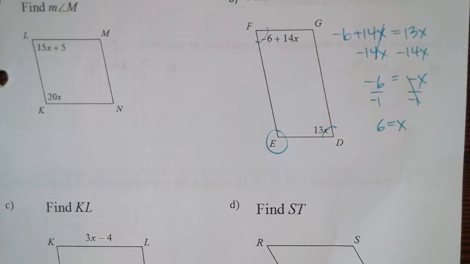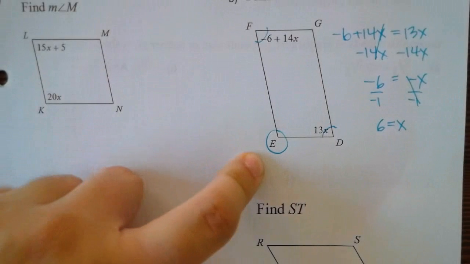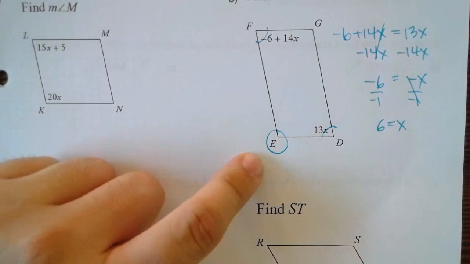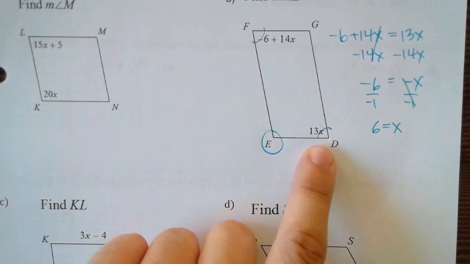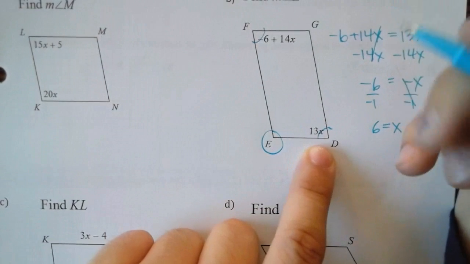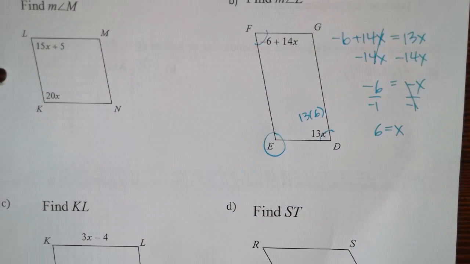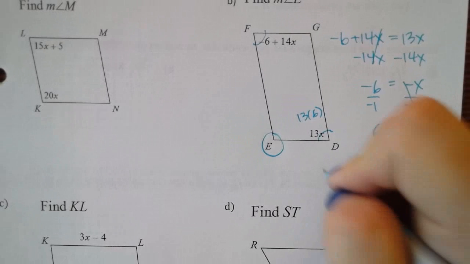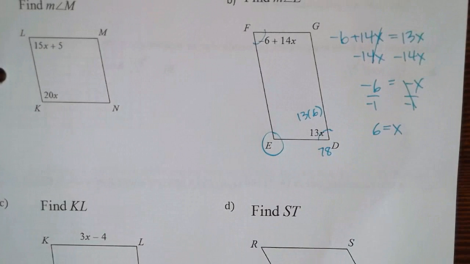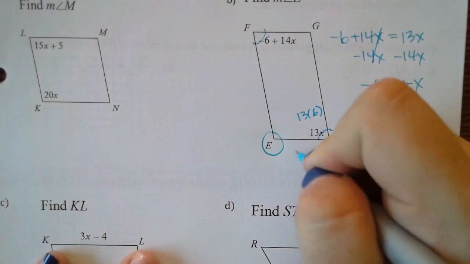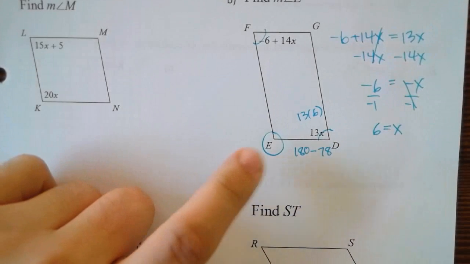How am I going to solve angle E? Well, there's nothing to plug into right here. So what do you think? Okay, let's plug it into the 13x first. What do you get? 78, okay. So angle D is 78, but that's not what the question is asking for still. Sydney? Yeah, we know D and E are supplementary, so subtract it from 180, and we'll get angle E.